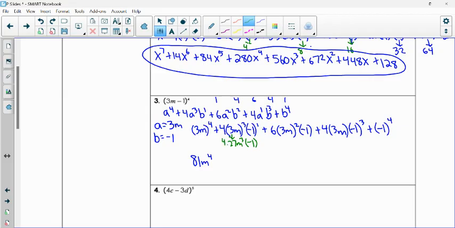So for this second term, I'm doing 4 times 27 times -1. So that would be -108 m to the third. For my next term, I will be doing 6, 3 squared is 9, m squared, and that -1 should also be raised to the second, if I missed that. Make sure you have that to the second.